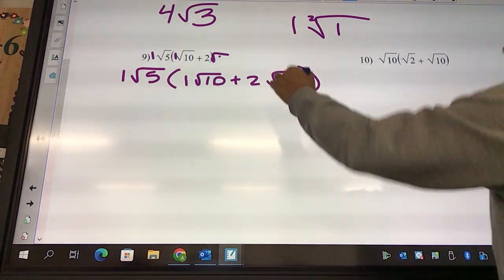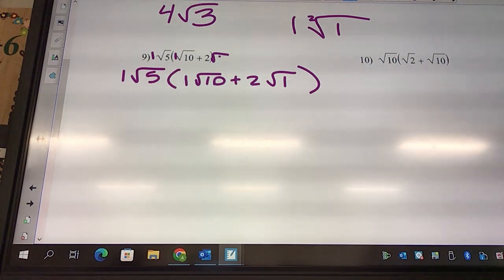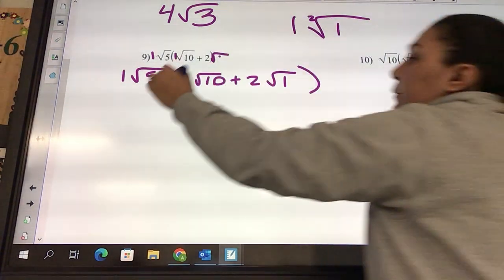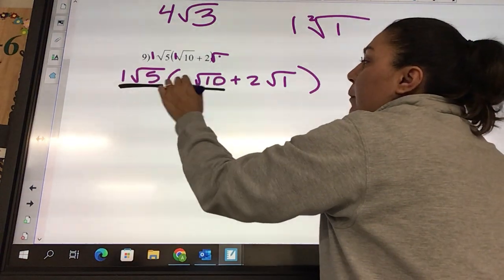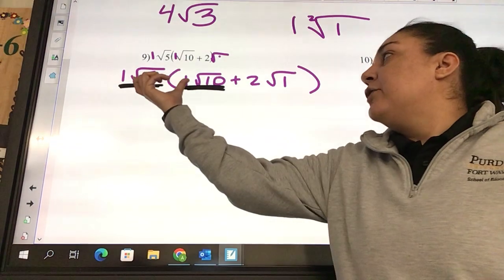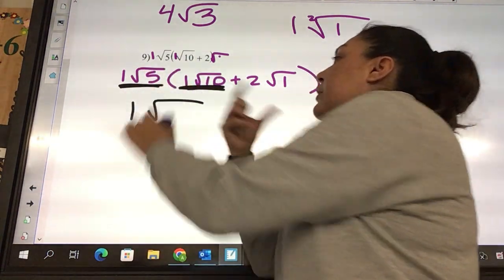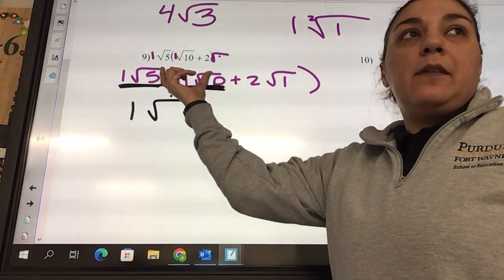So there's really a 1 right here. And the reason I put these on this one in particular is just so you guys can see what's happening here. Okay, so we need to take this entire first piece, this 1 square root of 5, and multiply it by this one. We're going to multiply the outsides together, so 1 times 1, 1. And then you're going to multiply the insides together, so 5 times 10.